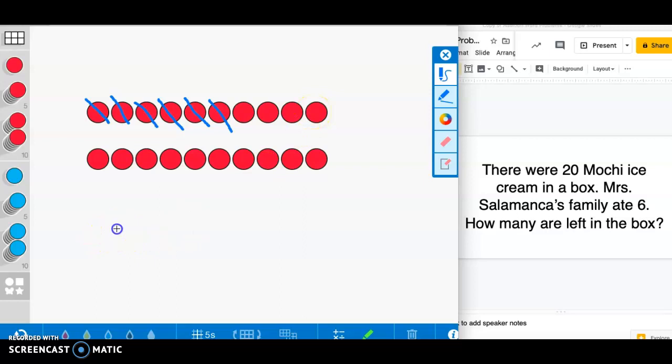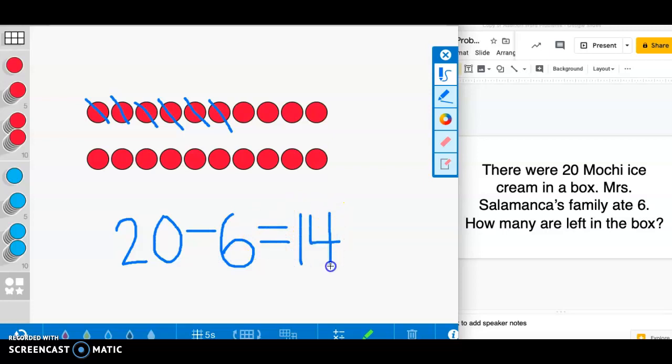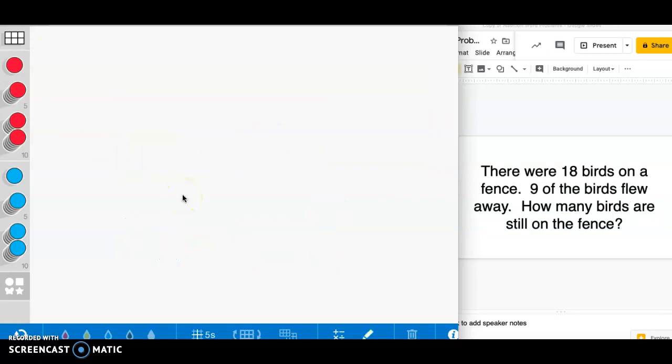And your number sentence should look like this. 20 minus 6 equals 14. Good job. Proud of you. All right, one more problem after this. Okay, this is our last problem. You're going to do this one by yourself and then check your work.